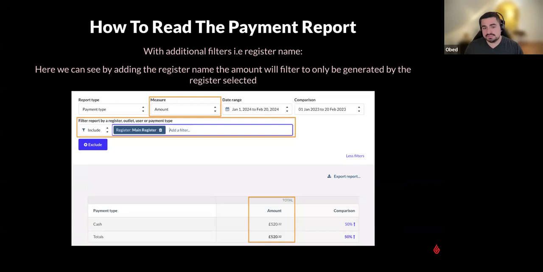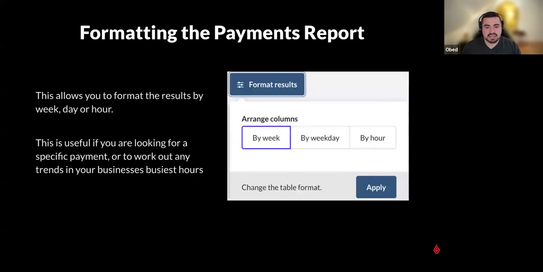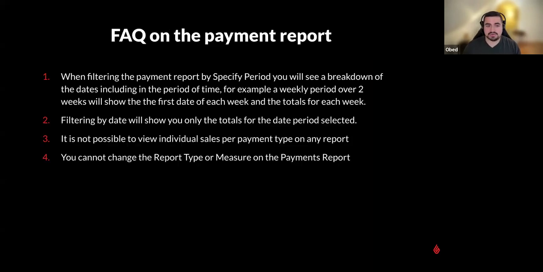And then, as I mentioned, if you add specific filters on that report, so in this example, we added only the main register. You can see that we're only including the information for that specific register. Again, similar to the other report, you can format the results by week, weekday, or hour.